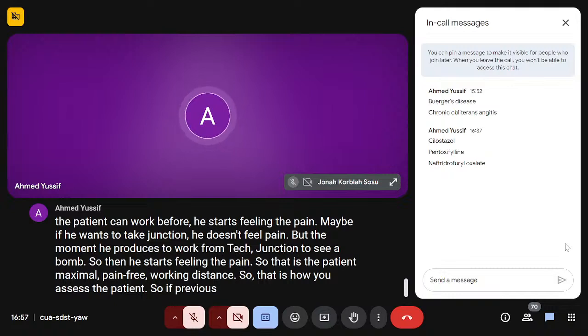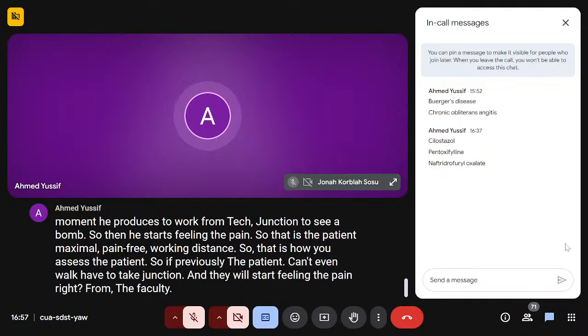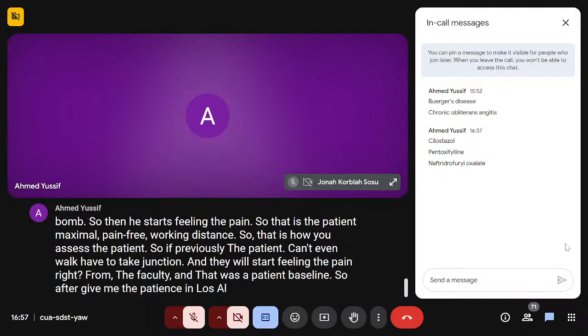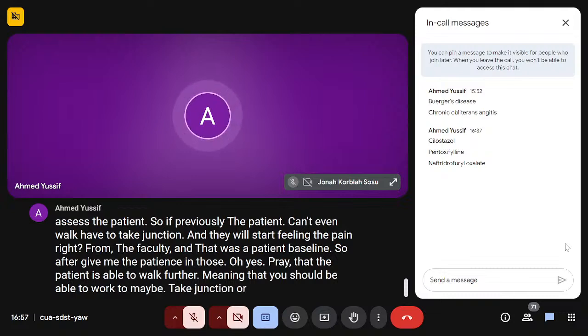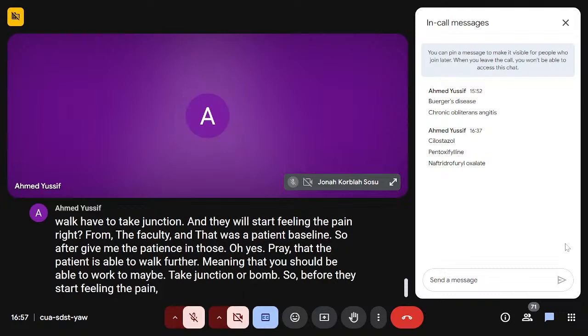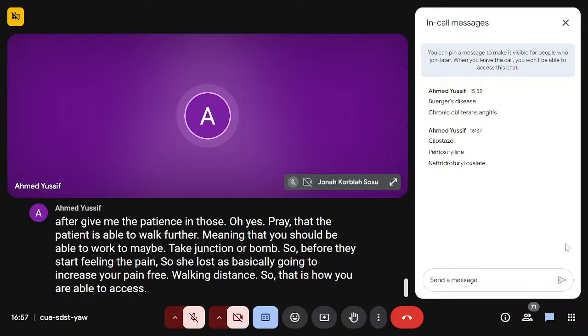So if previously the patient can't even walk up to Tech Junction and they will start feeling the pain right from the faculty end, that was the patient's baseline. So after giving the patient cilostazol, we expect that the patient is able to walk further, meaning that they should be able to walk to maybe Tech Junction or Bomso before they start feeling the pain. So cilostazol is basically going to increase your pain-free walking distance. So that is how you are able to assess the efficacy of cilostazol.